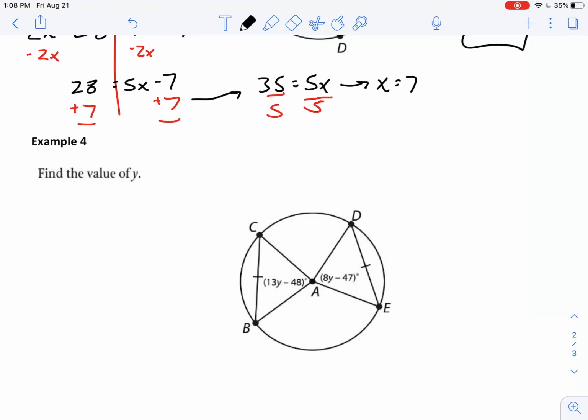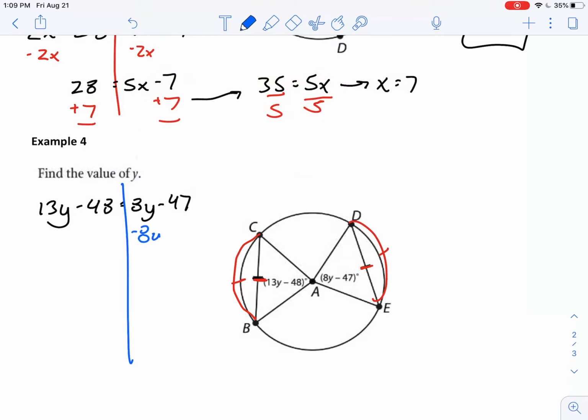Oh boy, example 4. This one's kind of crazy. Well, since these chords are congruent, these arcs are congruent. Since these arcs are congruent, those angles are congruent. So since they're congruent, they're equal. So I'm going to solve this. I'm going to subtract 8y, again, because the variables are on opposite sides.